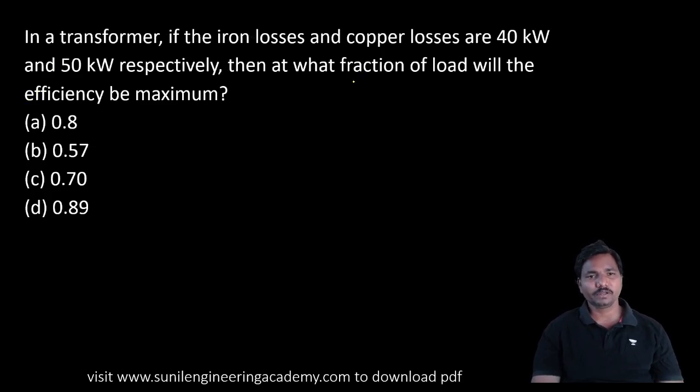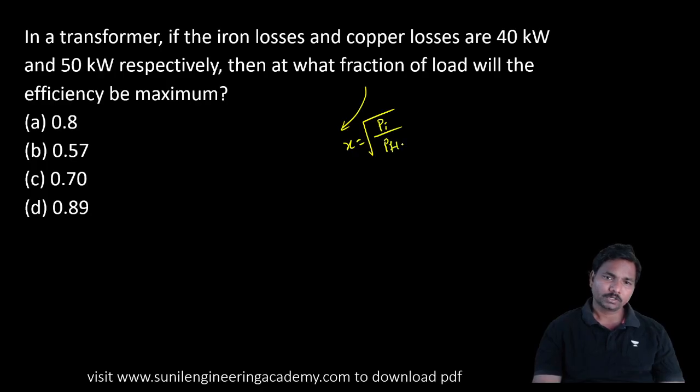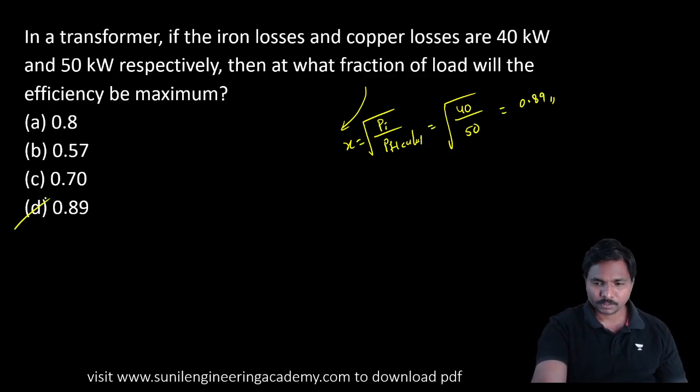Coming to the next question: in a transformer, if the iron loss and copper loss are 40 and 50 respectively, at what fraction of the load will you get the maximum efficiency? The same, x is equal to the root of iron loss over full load copper loss. Iron losses are 40, full load copper losses 50. So root of 80 by 100, that is 0.89. The answer is option B.